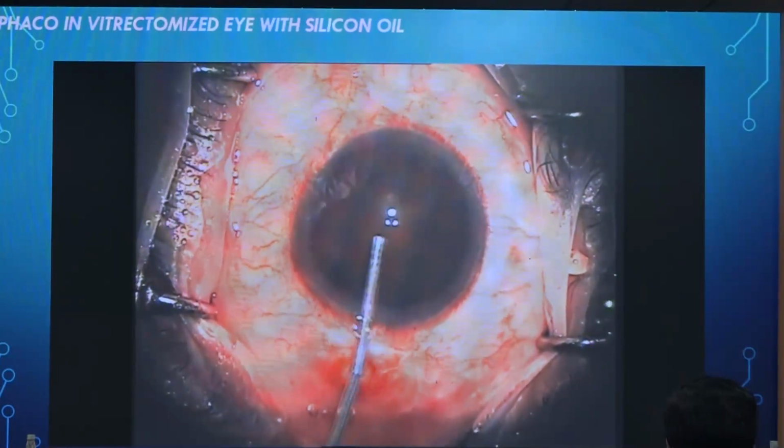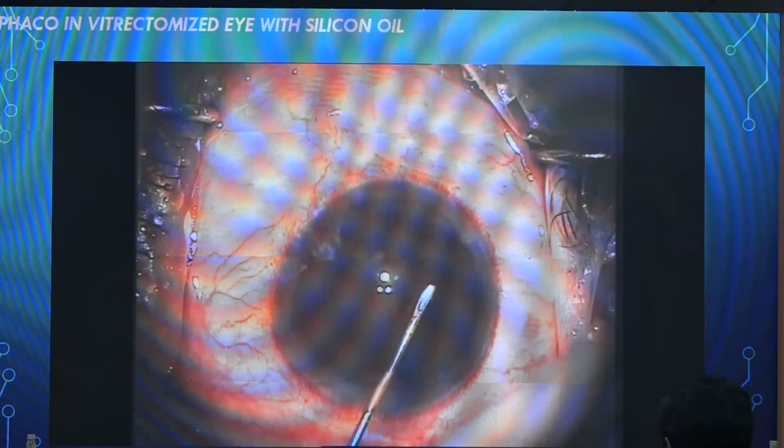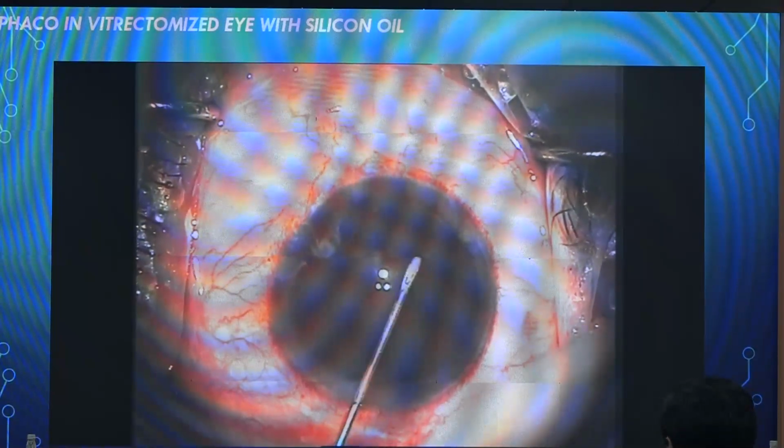So in this video I'll be showing how we make a larger axis here, and other steps will be shown.